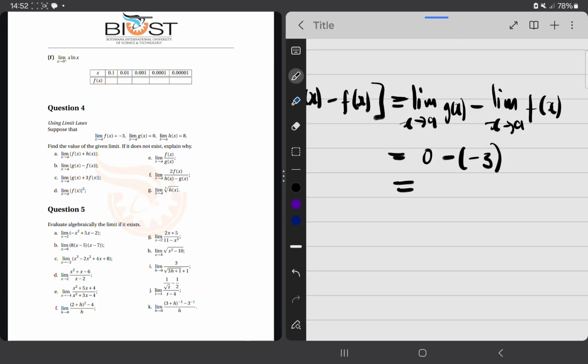Be careful. Watch out for these negative signs, because this is going to trick you. There's a minus, then the limit of f is -3, and it comes after this minus. So 0 minus -3 is like 0 plus 3, and your solution will be 3. This is going to be the solution.